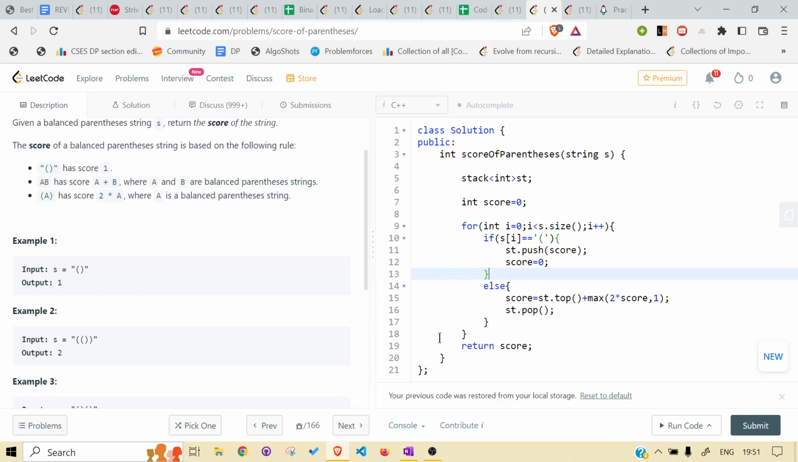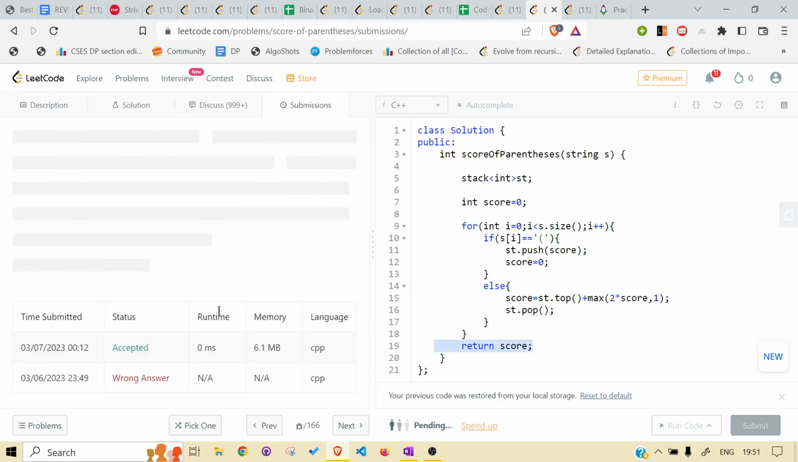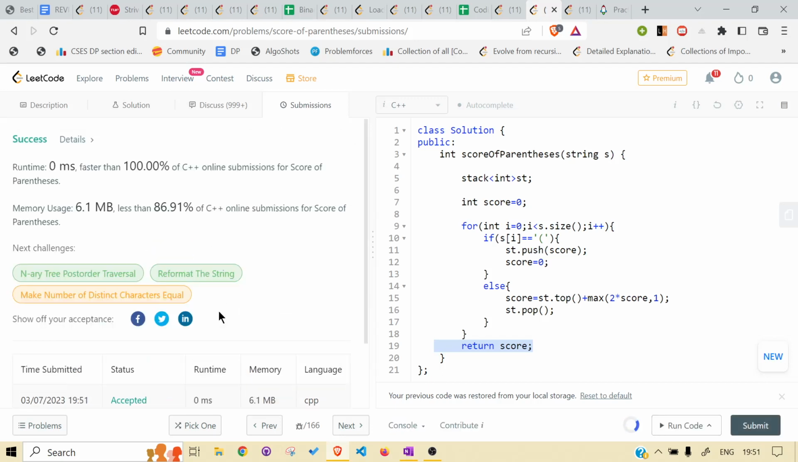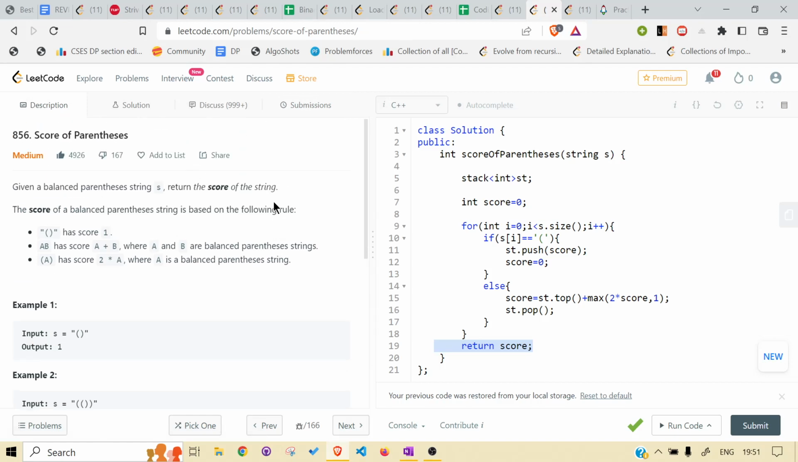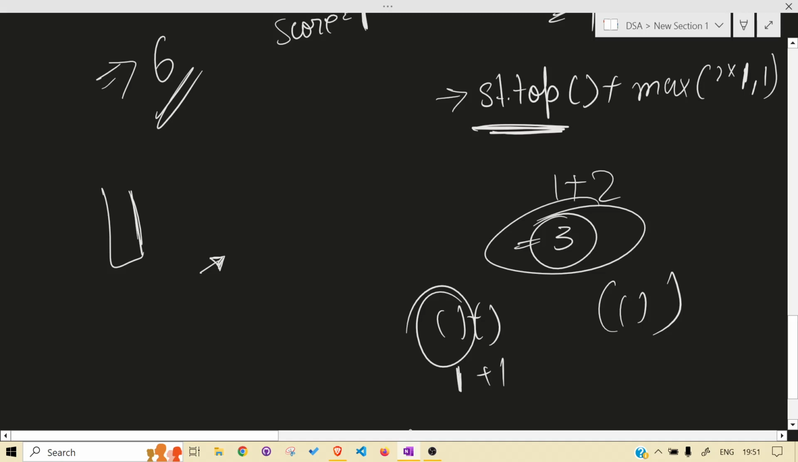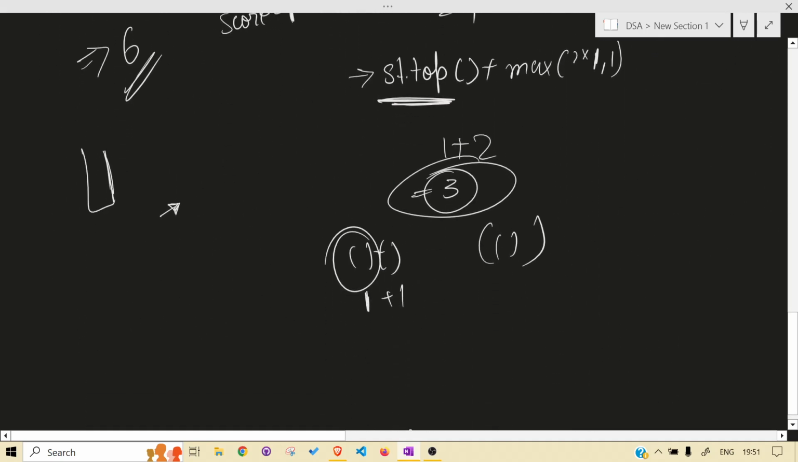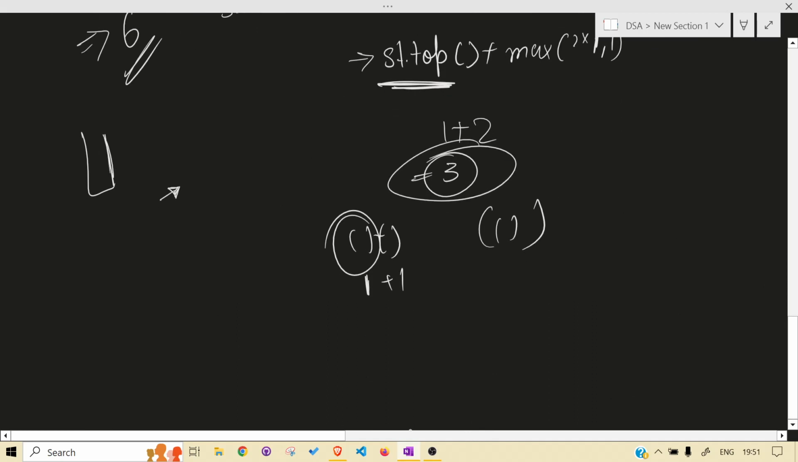After iterating over all the given parentheses or the string, you can just return the score. Let's see if it is running or not. Yeah, it is running quite fast, 100%. As you can see, it is a very easy problem if you use pen and paper and try on your own, because you may or may not get it. Don't get disheartened.